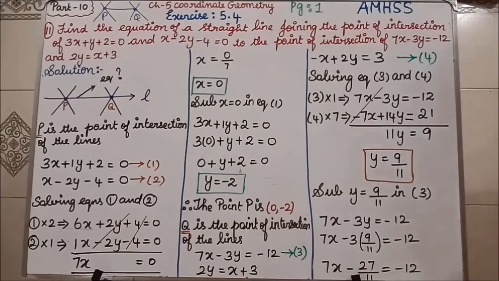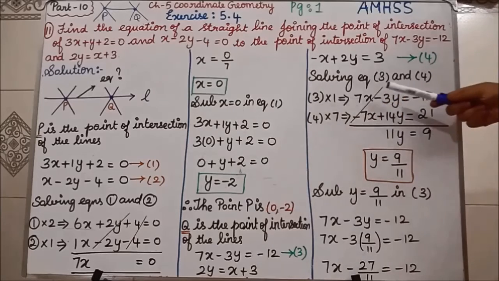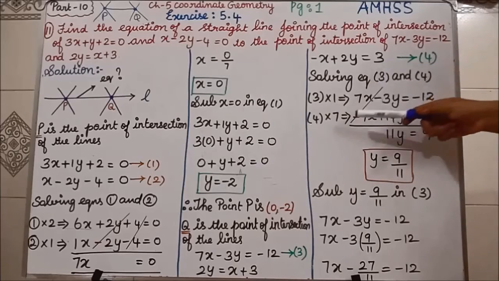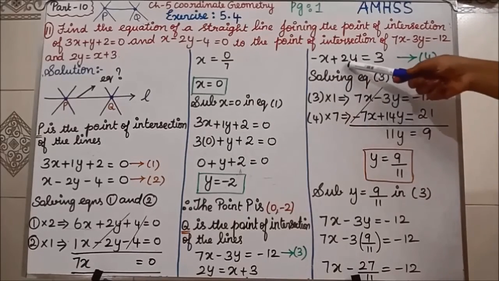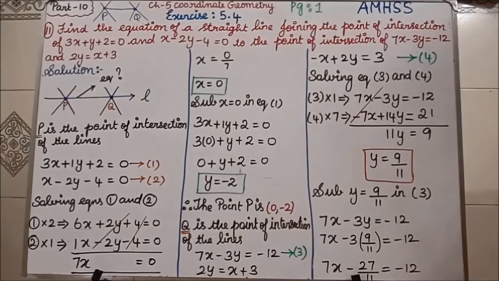Okay, now I am multiplying the third equation with 1. So 7x minus 3y is equal to minus 12. The fourth equation I am multiplying with 7. Students, when you are multiplying, you have to multiply throughout, both LHS and RHS fully. See, I am multiplying: minus 7x, 7 2s are 14y, 7 3s are 21. Here the x variable is getting cancelled. So 14 minus 3 is 11y. 21 minus 12 is 9. y is equal to 9 by 11 is our answer.